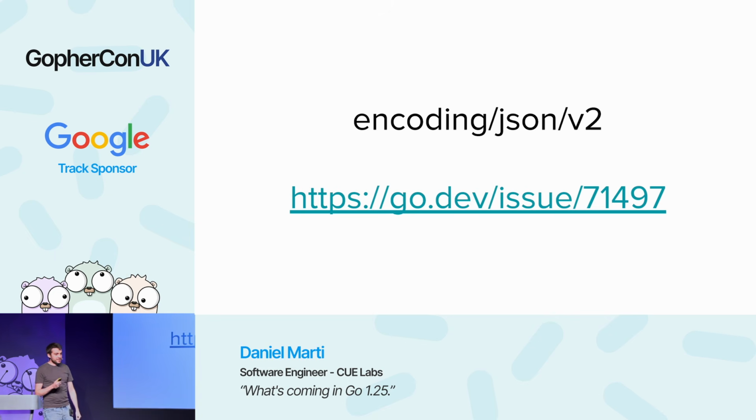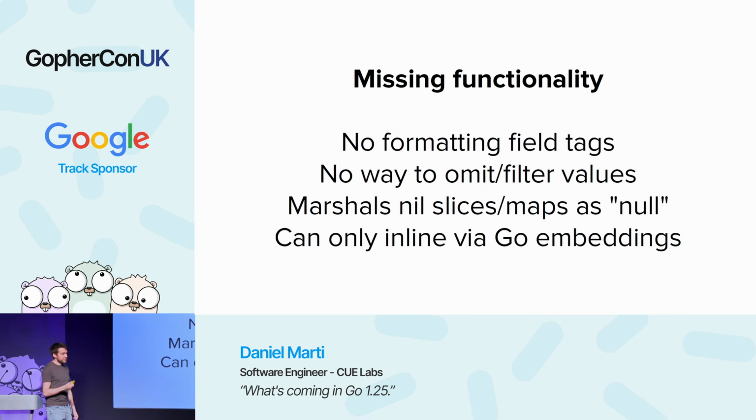Another change is encoding/json v2 is finally arriving. Now, there's many reasons why encoding/json as it was up to this point kind of stank, and I'll cover some reasons why. It misses many functionalities that people want, such as, for example, you cannot configure formatting of fields via field tags. You can't omit or filter values based on the value itself, such as, for example, omit any list that has no elements.